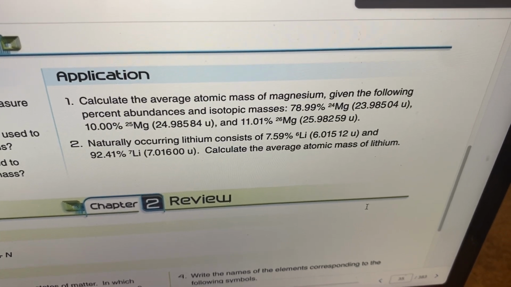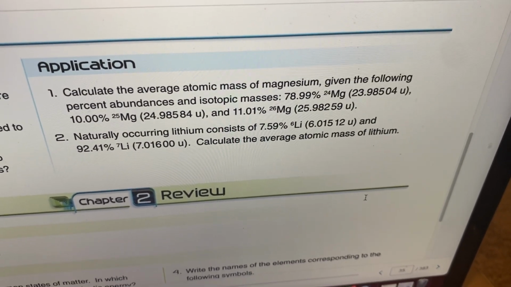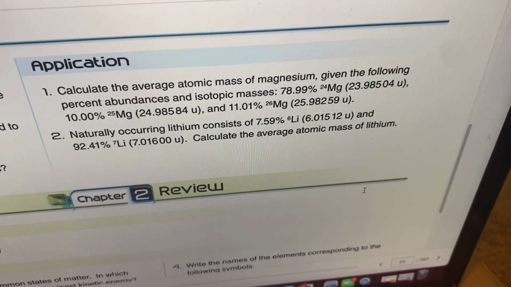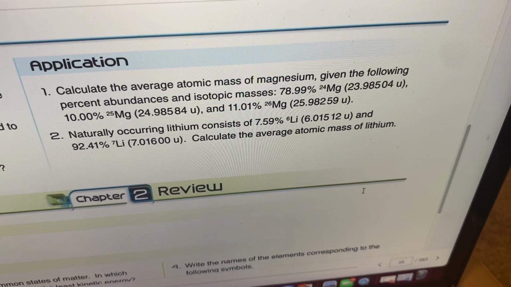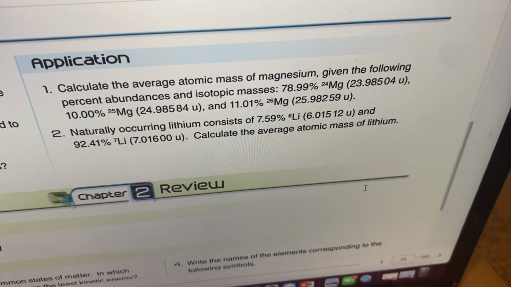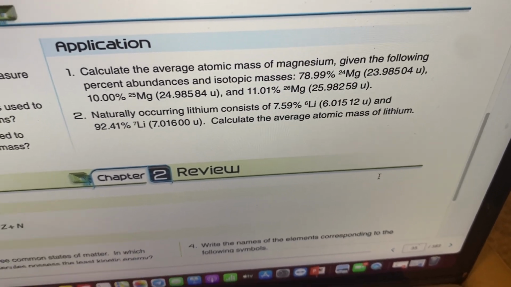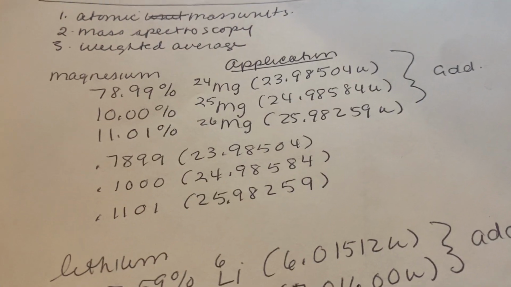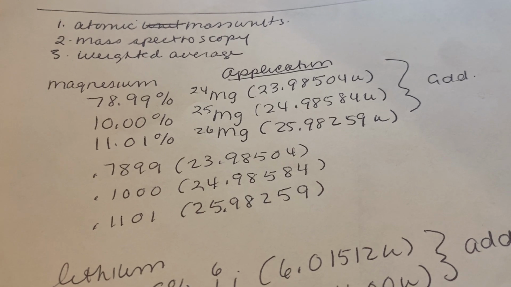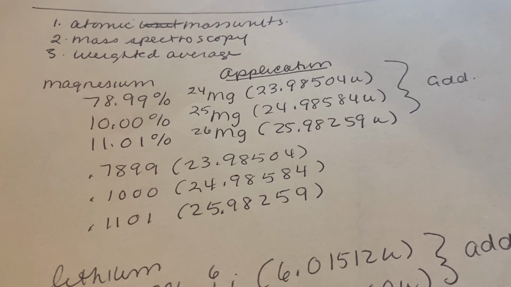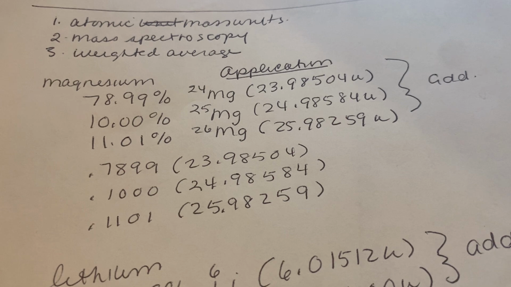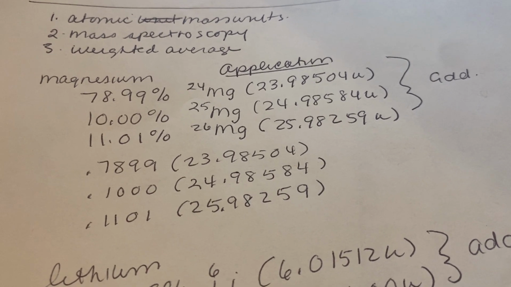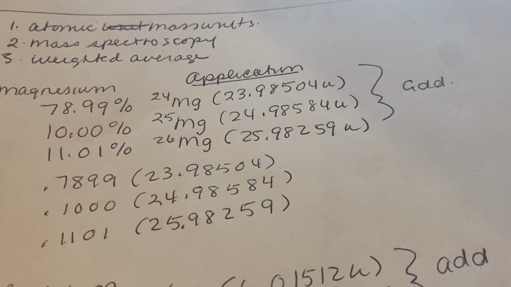Calculate the average atomic mass of magnesium given the following percent abundances, just like we did before. And we have them all there. I'm not going to go over them. You see them there. They're in your book. And we're going to work it out. So here we have magnesium: 78.99% magnesium-24, and 10% magnesium-25, and 11% magnesium-26, right? That's what we have, and you have those numbers there.